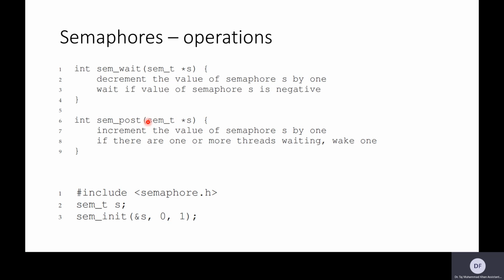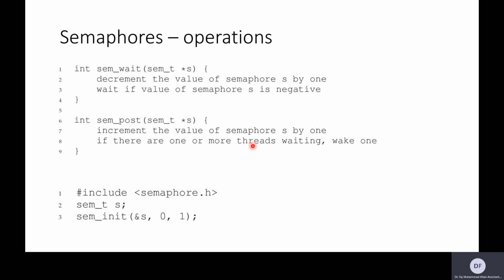Okay? So semPost again is a function that takes a pointer to a semaphore, or the address of a semaphore, and what it does is it increments the value of the semaphore by 1. Okay, it's the opposite or complementary of semWait. semWait decrements the value and semPost increments the value. Okay, and after incrementing the value, semPost will check, are there any threads waiting for this semaphore?